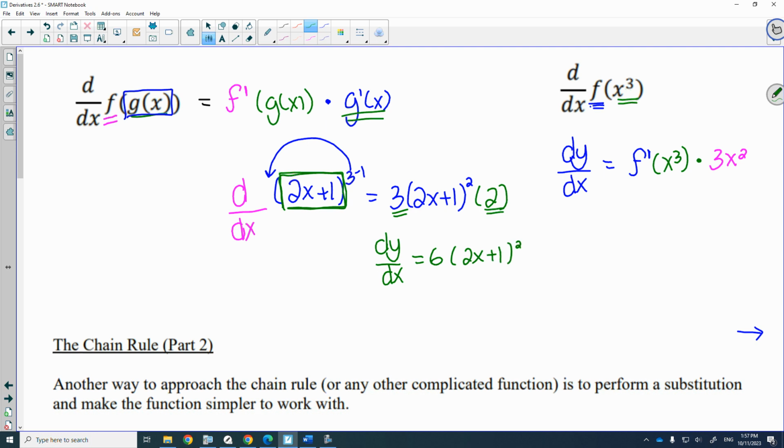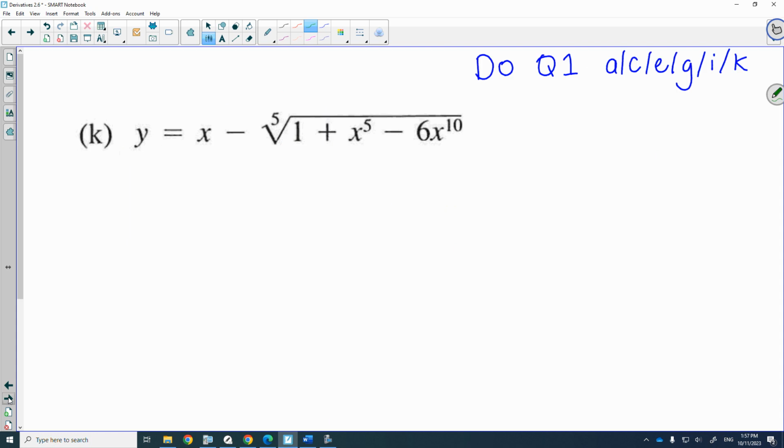I'm going to do one homework question with you, and then I'm going to give you a bit of time to do number 1 in your homework. And then we'll start part 2, which is something called U substitution, and then we'll finish it off tomorrow. Okay, so for your homework, I want you to do question 1, A, C, E, G, I, K, and we will do K together, and then you guys will do the rest of these.